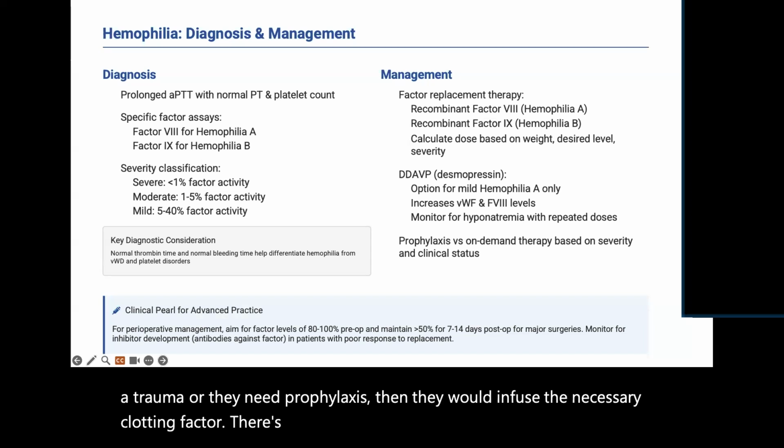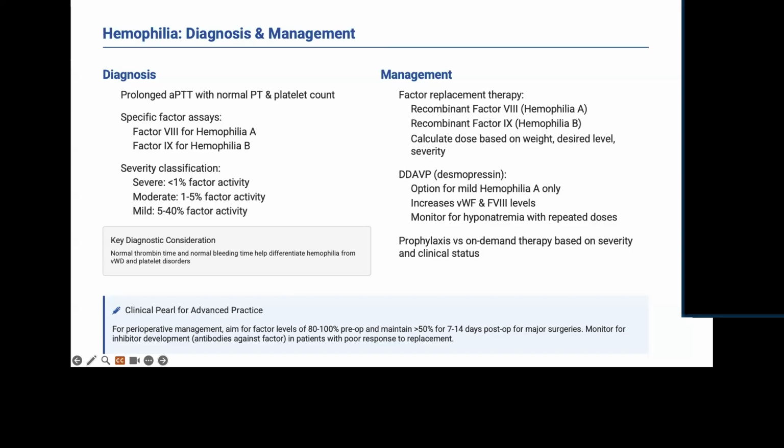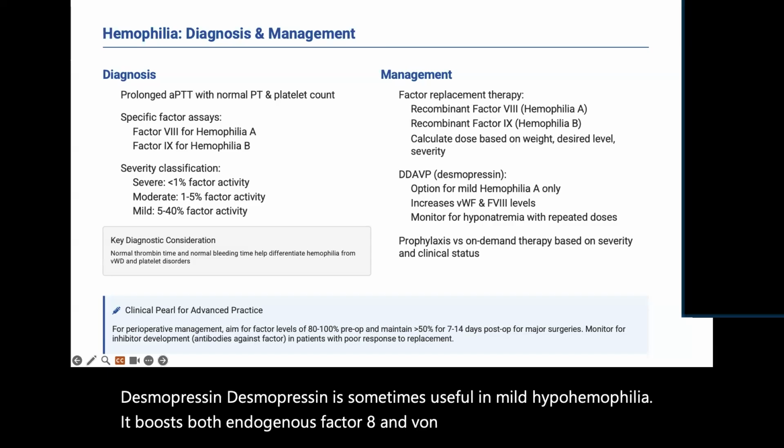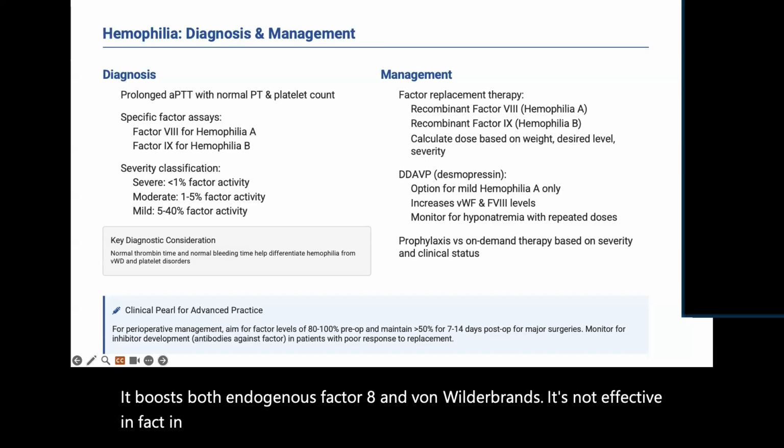There's another role here, and that's DDAVP, desmopressin. Desmopressin is sometimes useful in mild hemophilia. It boosts both endogenous factor 8 and von Willebrand's. It's not effective, in fact, in hemophilia B.